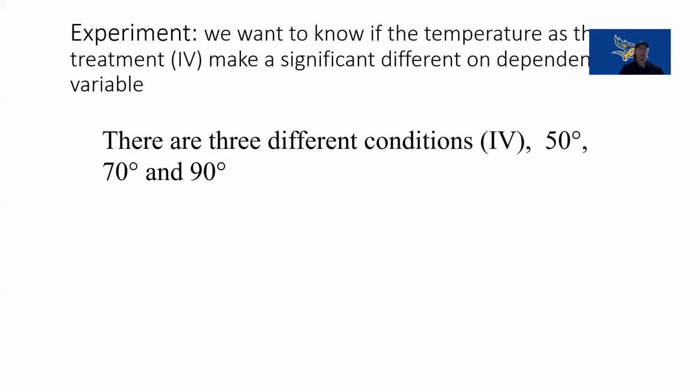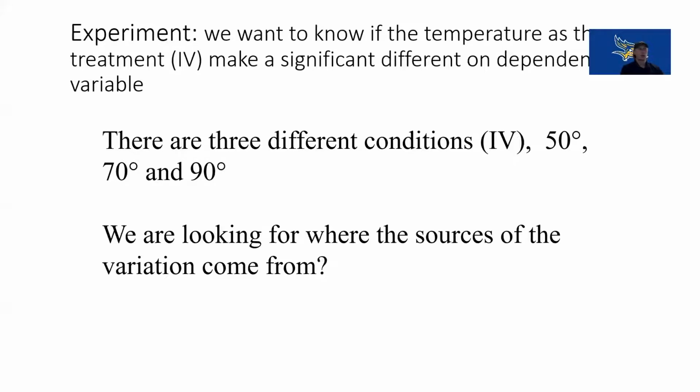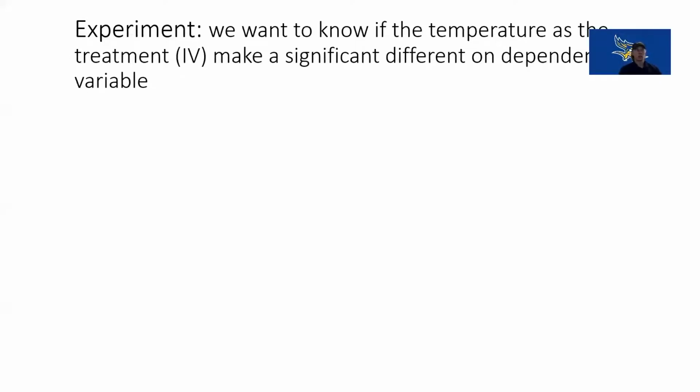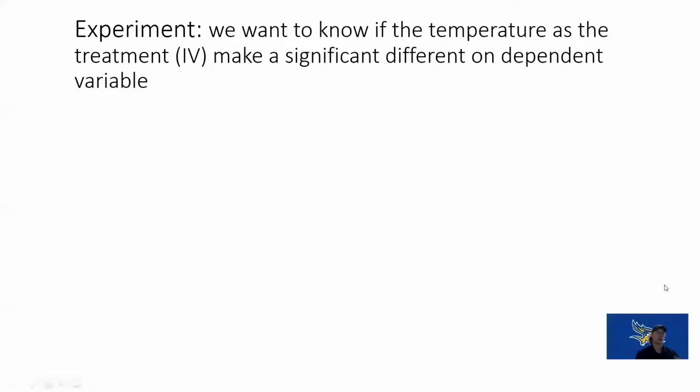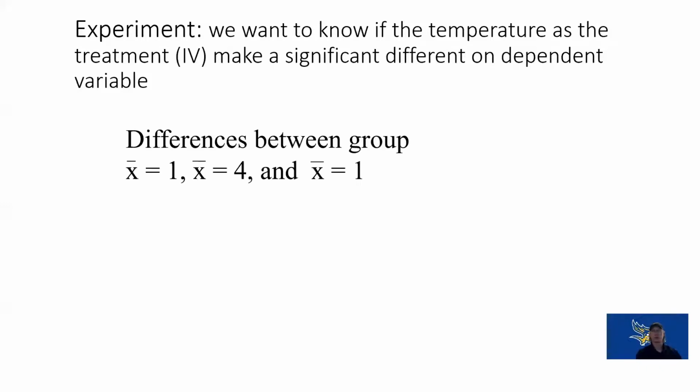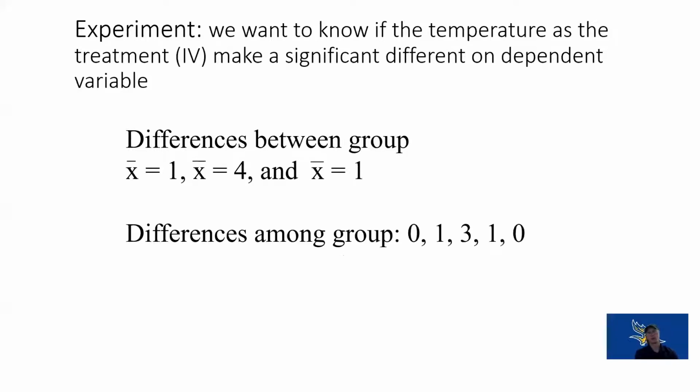Okay, there are 3 different conditions. Temperature 1, 2, and 3 are 50, 70, and 90. And we're looking for the sources of variation in the values that we measured in each of these different conditions. So we want to know if the temperature or the treatment has an effect on the different groups. So we want to know, is there a difference occurring between the mean of 1, the mean of 4, the mean of 1? Here are the differences among the groups.